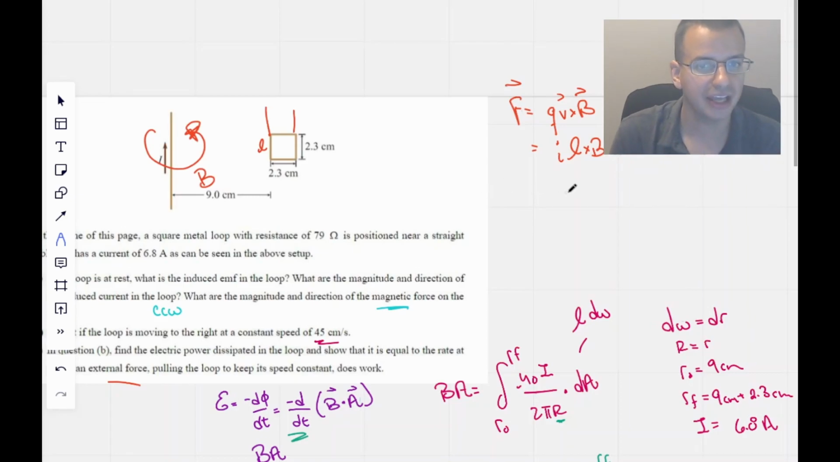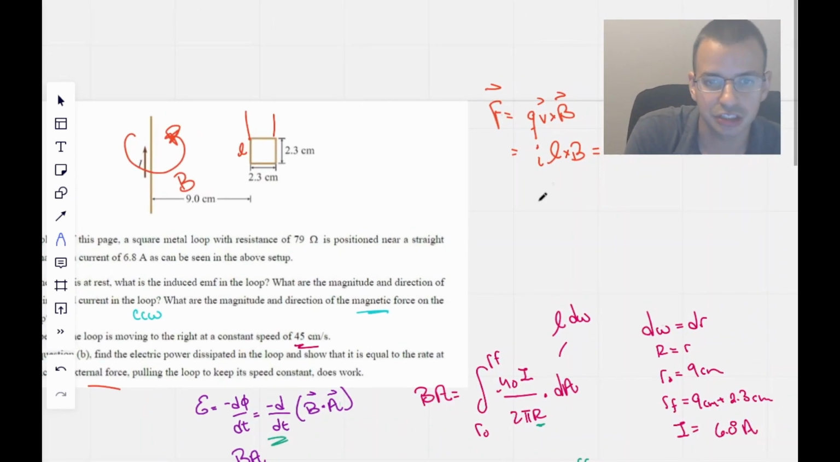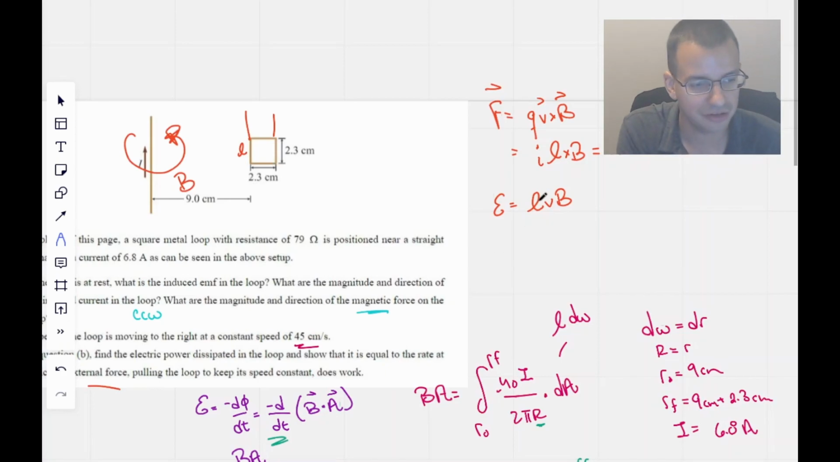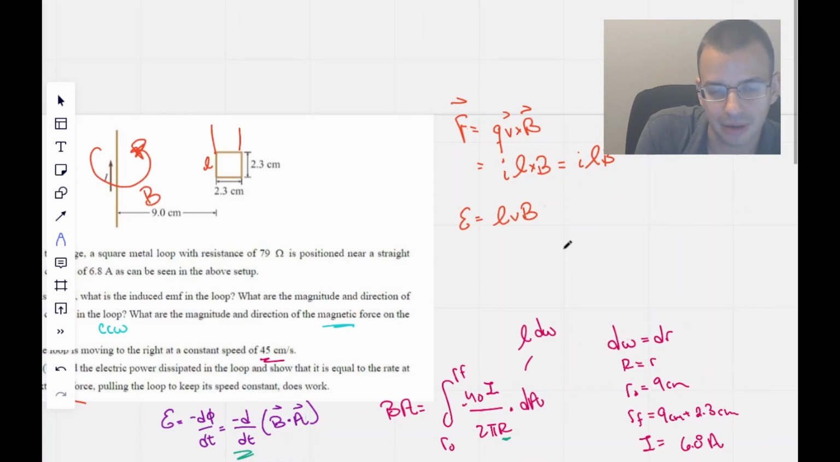and then we want to find what I is, this current. So current is LVB. This can be derived using the d flux dt that we did earlier, but it's something that a lot of people have memorized. The L is going to be the length of these vertical sides here. So I equals LVB, Ohm's law, current equals voltage over resistance, which is EMF over resistance.